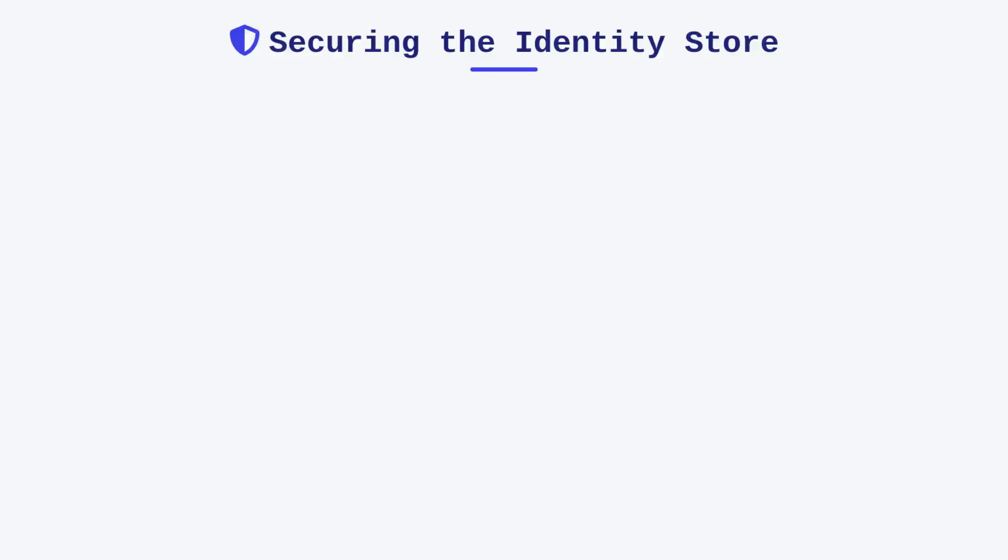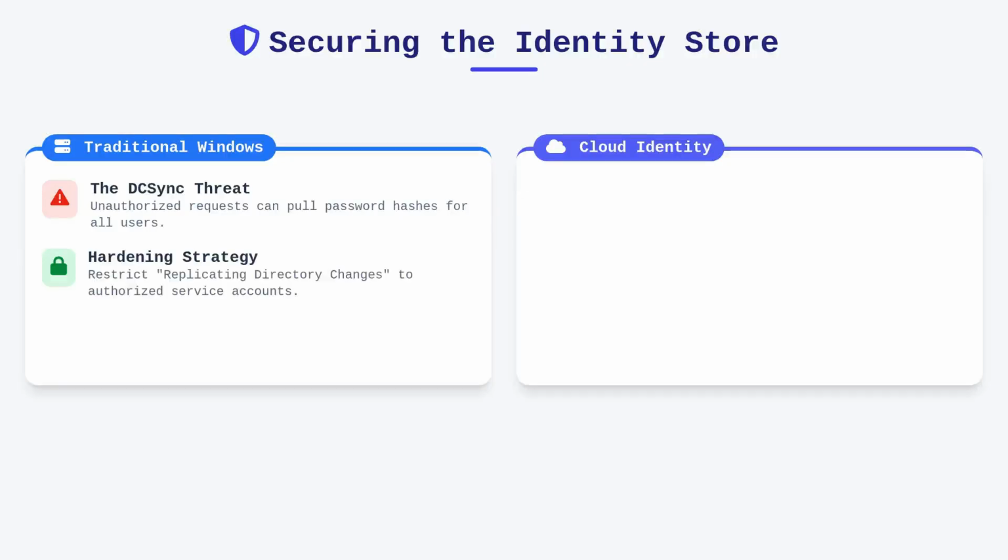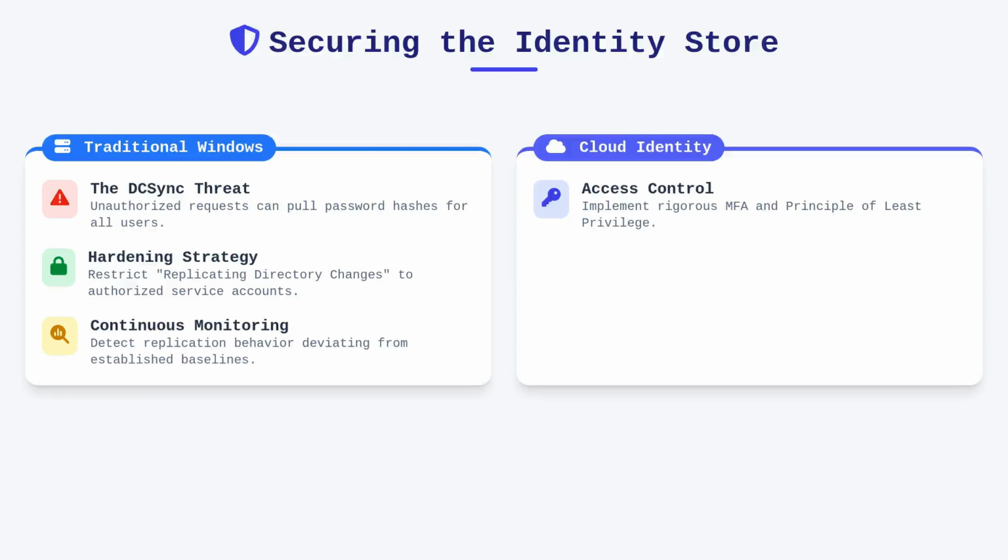Securing the identity store itself requires rigorous attention to replication traffic and the integrity of the directory database. In a traditional Windows environment, unauthorized replication requests can be used by an adversary to perform a DC sync attack, allowing them to pull password hashes for all users directly from a domain controller. We must configure directory-level permissions so that only authorized, hardened service accounts possess the replicating directory changes privilege, and we should monitor logs for unusual replication behavior that deviates from baseline activity.